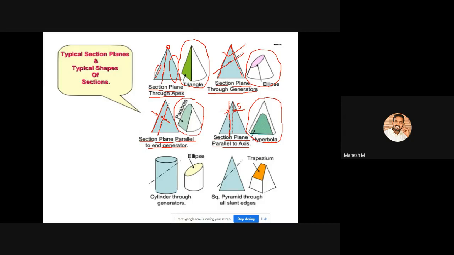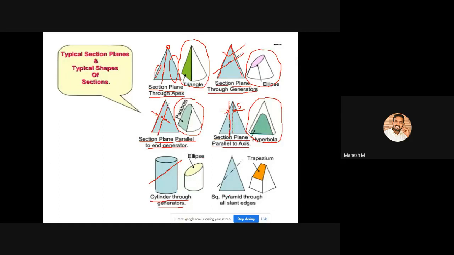Okay, and the fifth condition is the cylinder. The sectional plane passes through the generators. For a cylinder also we are having two generators, so the sectional plane should touch the two generators. They will not give only this; they will give some values along with it. That we will discuss in our problem.